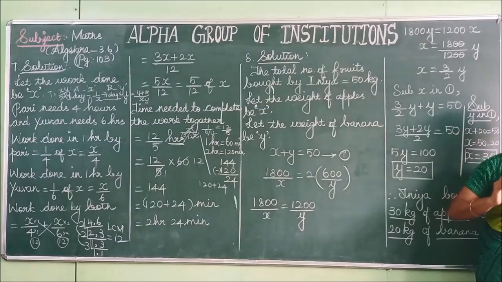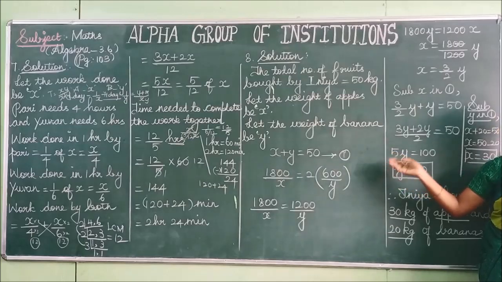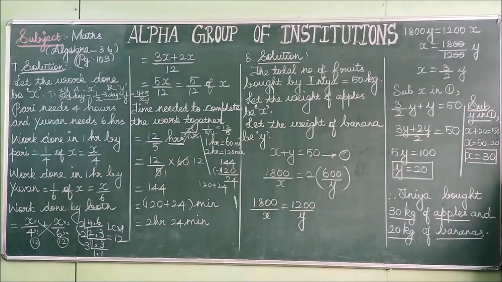Total means you are adding the total fruits. What are the fruits? Apple as well as banana. So x plus y, which is equal to the total kgs, is 50. Then form the next equation using the next statement.